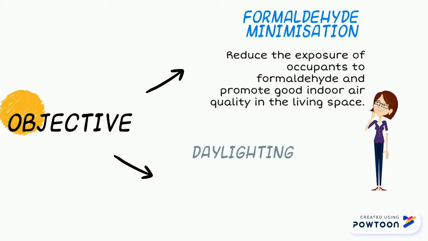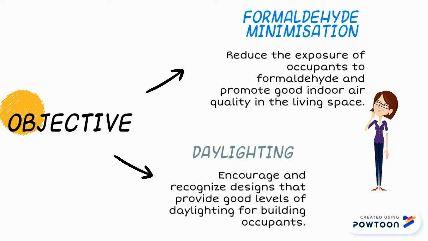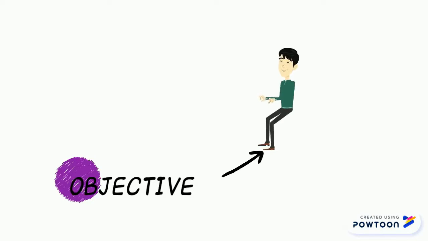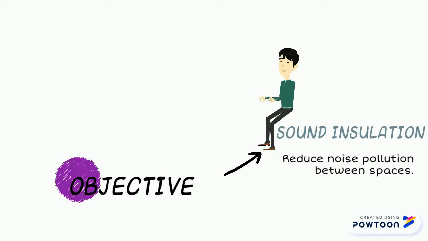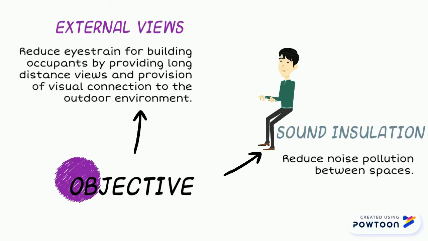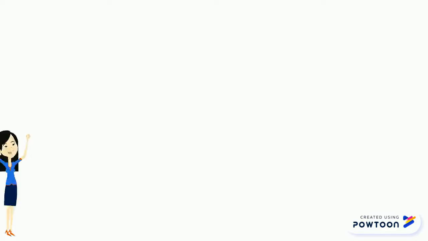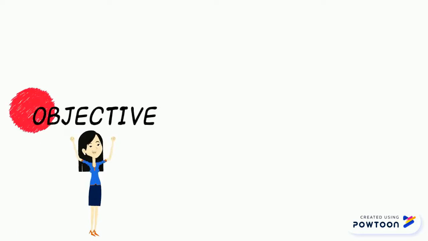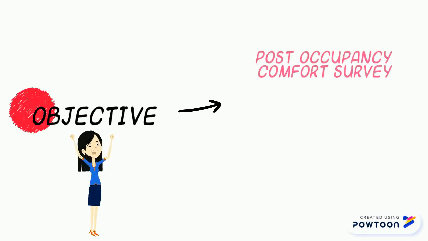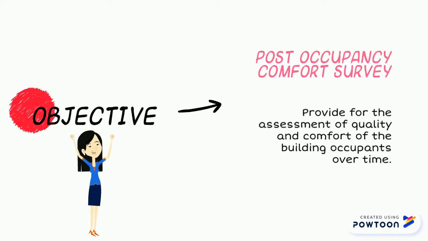Fourth, daylighting to recognize design that provides a good level of daylighting. The fifth objective is sound insulation to reduce noise pollution between spaces. Sixth, external views to reduce eye strain for building occupants. And this is the last objective. Post-occupancy comfort survey is to provide further assessment of quality.